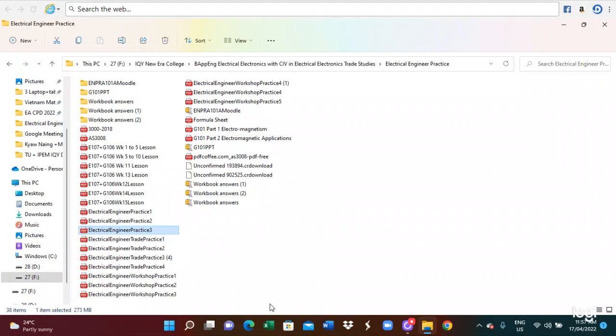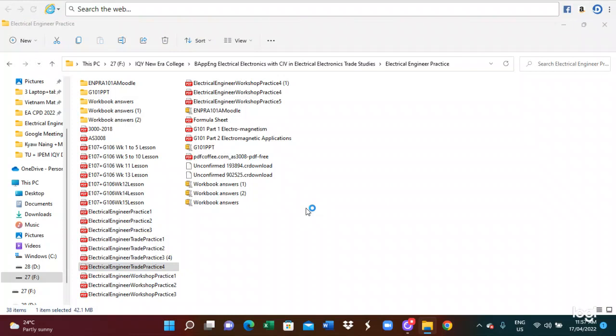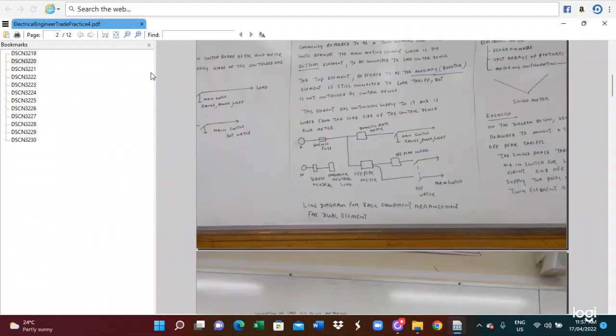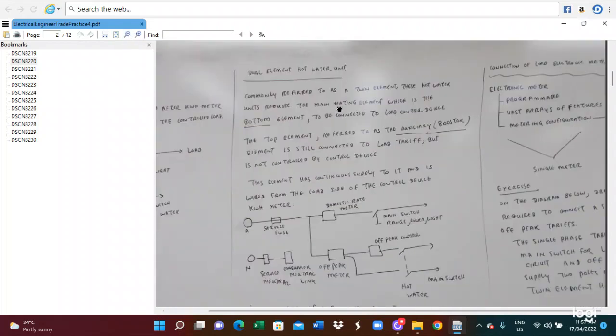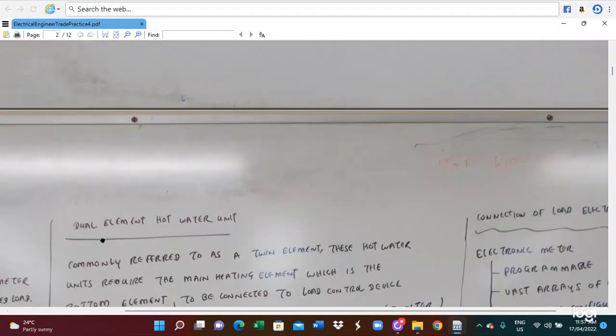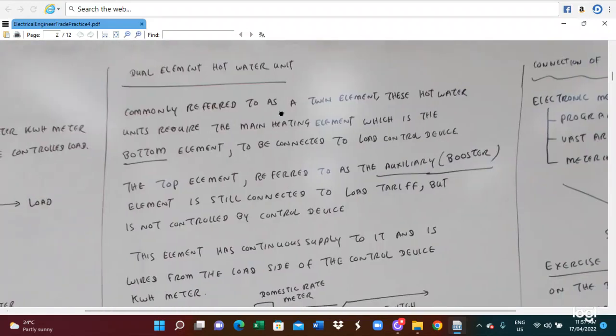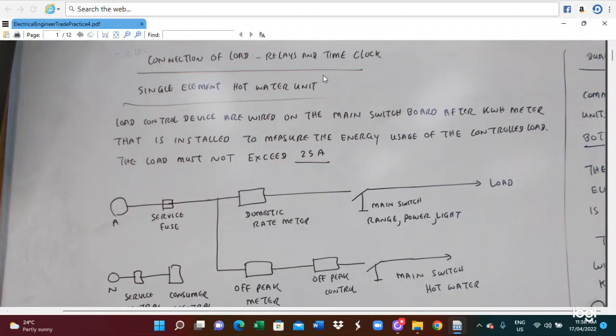Then we can talk about the trade too, electrical engineer trade practice. Today we are talking about the connection of the load relays and the time clock. If you connect the load relay and time clock, this is the arrangement.